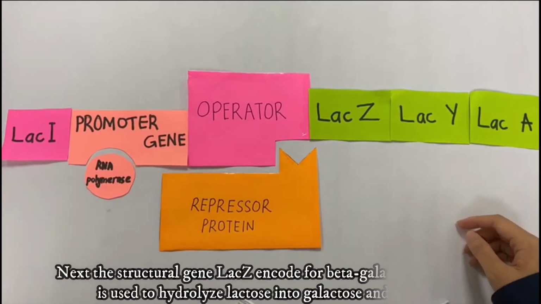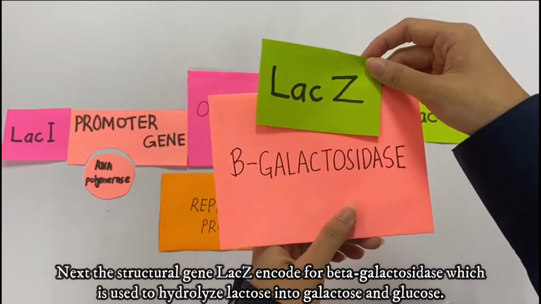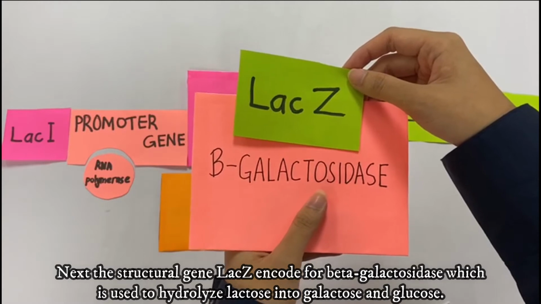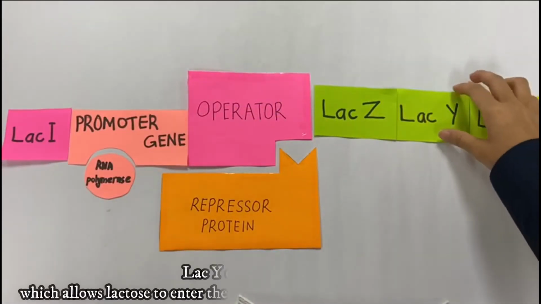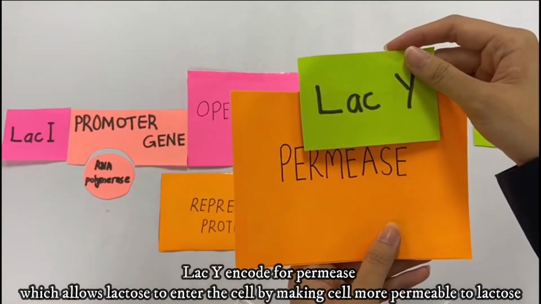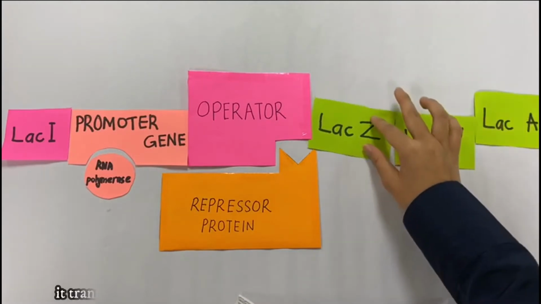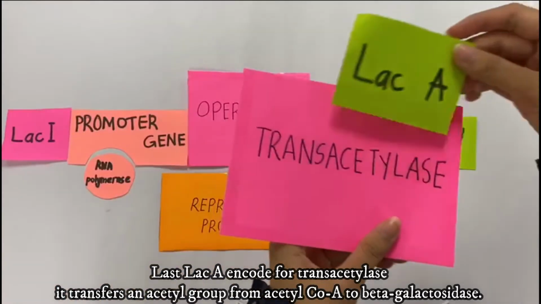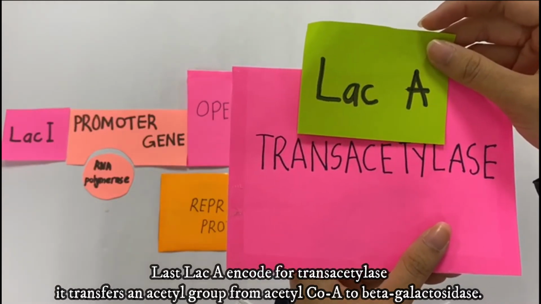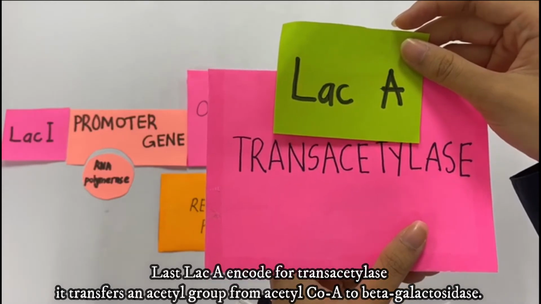Next, the structural gene lac-Z encodes beta-galactosidase, which is used to hydrolyze lactose into galactose and glucose. Lac-Y encodes permease, which allows lactose to enter the cell by making the cell more permeable to lactose. And last is lac-A. Lac-A encodes transacetylase, and transacetylase transfers an acetyl group from acetyl-CoA to beta-galactosidase.